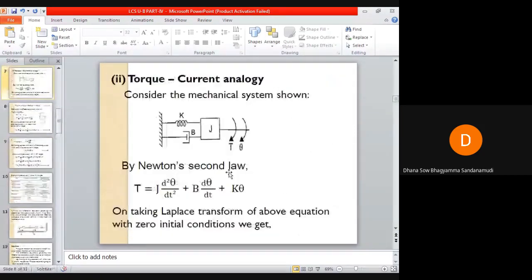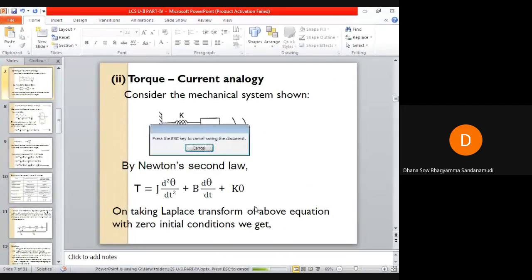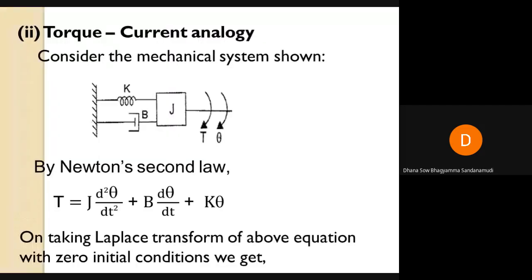This is the torque current analogous circuit. So I'm taking a simple mechanical rotational system. The applied torque here is T, angular displacement theta. The basic elements are J, K, and B.